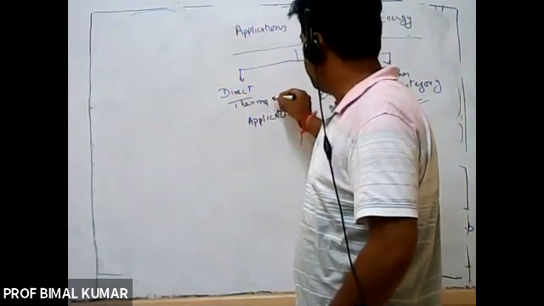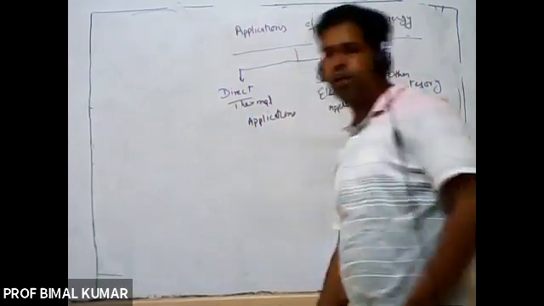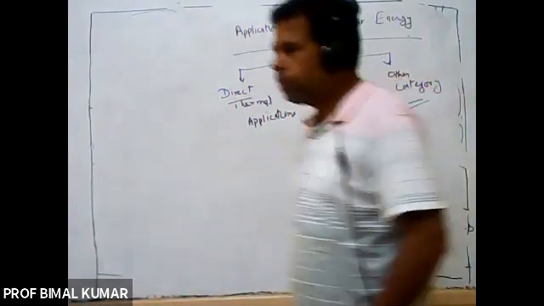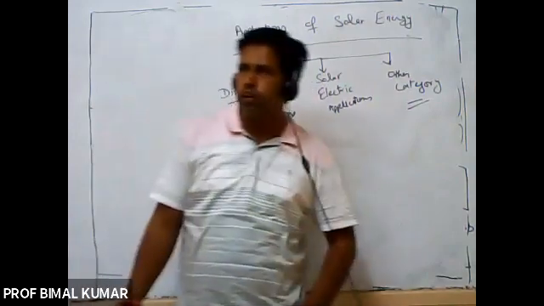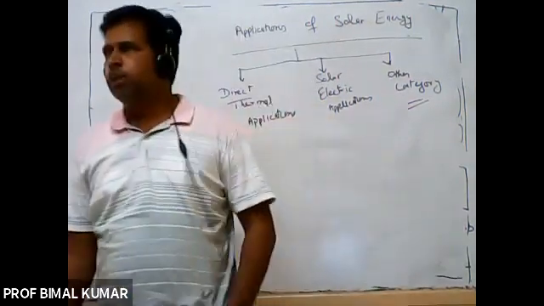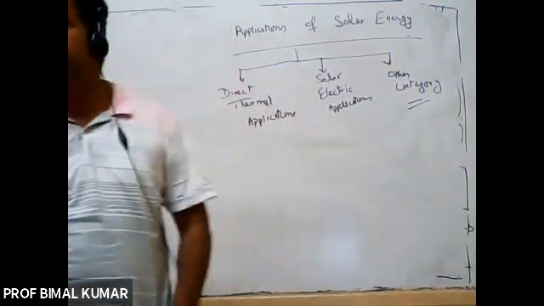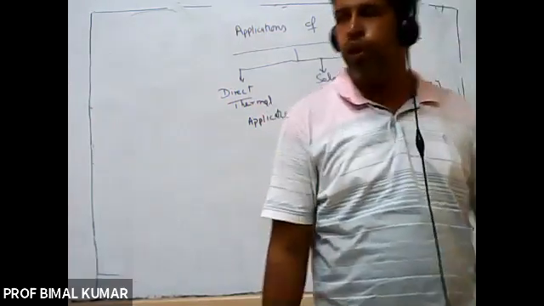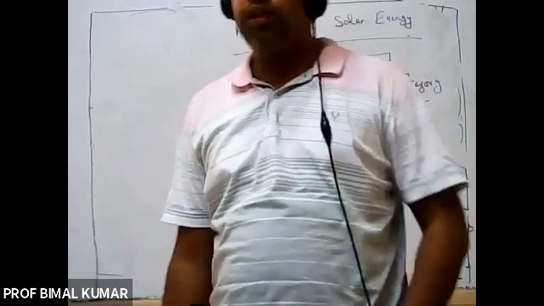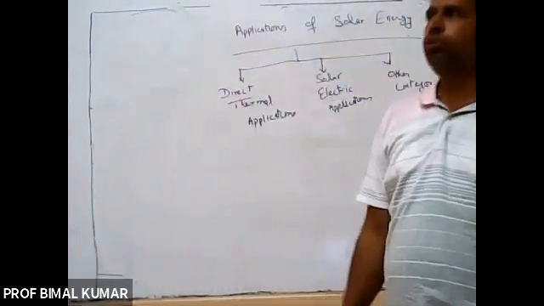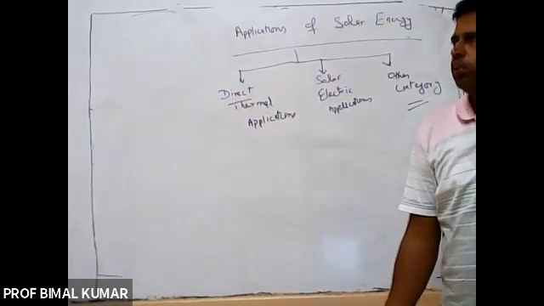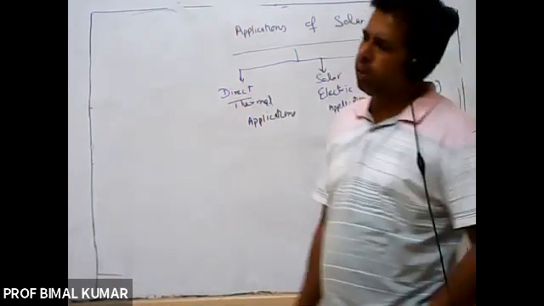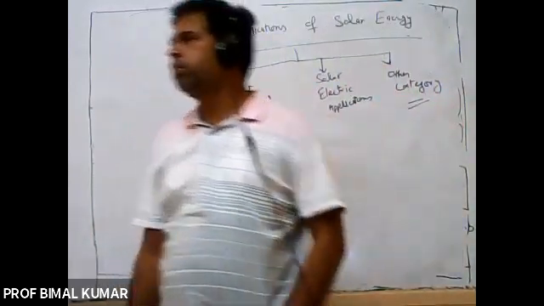Some applications are there where we need direct radiation from the sun. Let us take one example of a building which is required to be heated up, and that heating may be with the help of solar radiation. Another application is where we want to increase the temperature of water with the help of solar radiation. That is again a direct application of solar energy, right?